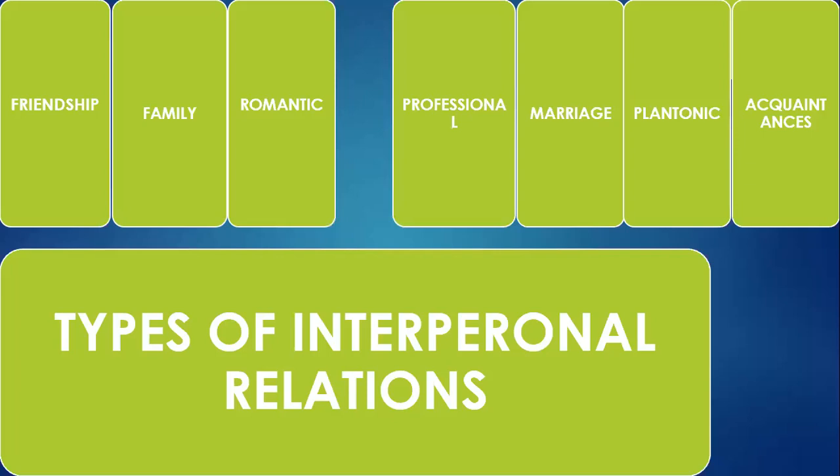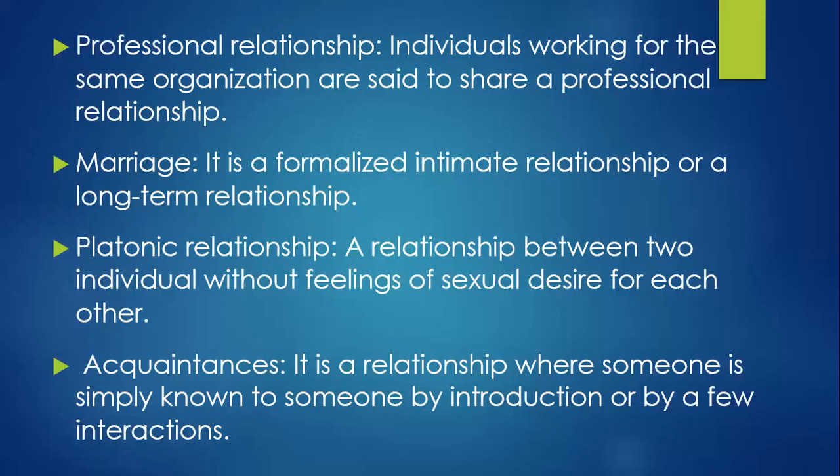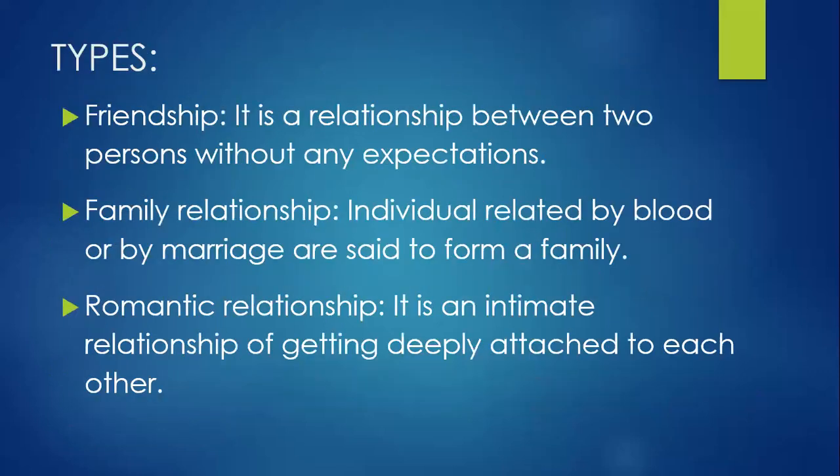Okay, see, this is the friendship, family, romantic, professional, marriage, platonic, acquaintances. These are the 7 main interpersonal relation types: friendship, family, romantic, professional. The nurse-patient relationship comes under the professional. Okay, professional relationship. Nurse-patient also comes under this type of relationship.